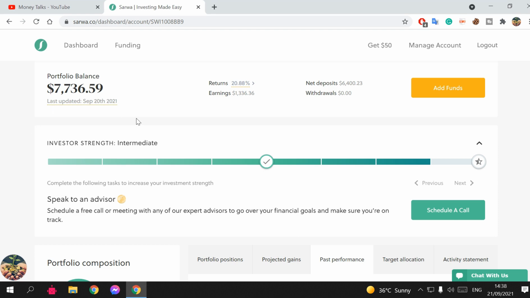But overall, I started Sarwa from the beginning of the year, and now it's like 9 to 10 months, and I am having like a 20% return from my investments. And this is the net deposit, as you can see, 6,400. And from this deposit, this is my earnings, or say, this is my profit. I'm happy to see this amount that I am having, and the year is not done yet. We're still in September. We still have around 3 months to finish 2021. So let's see what's going to happen.